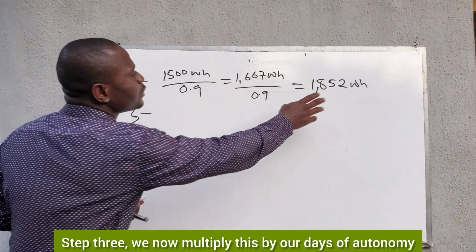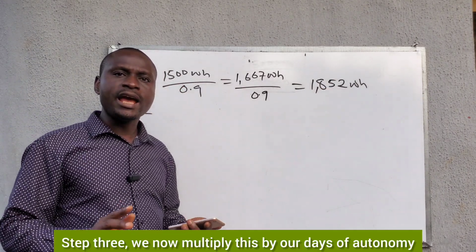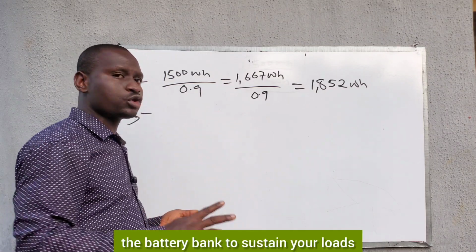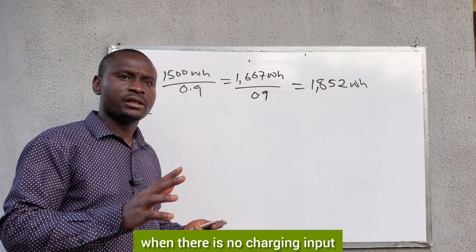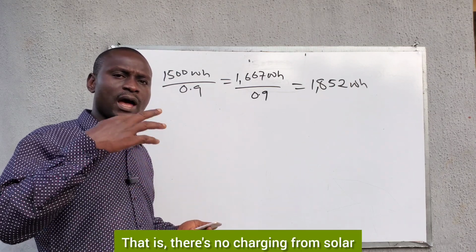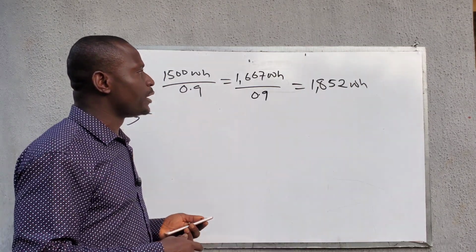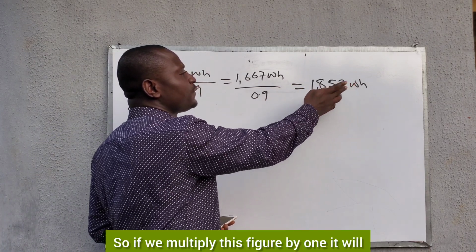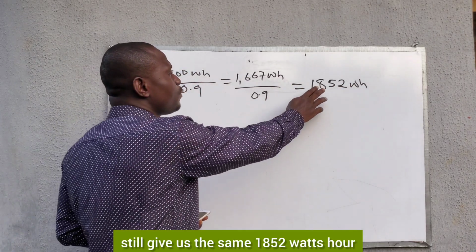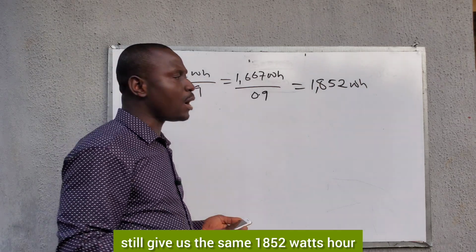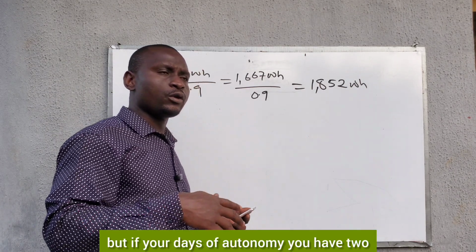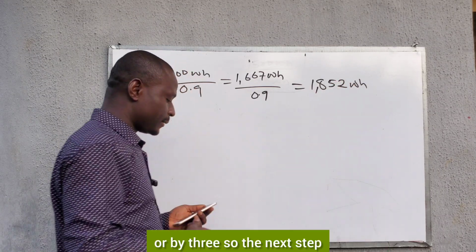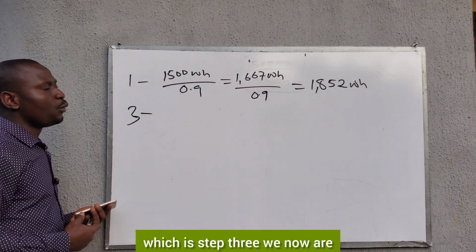So this will now be step 3. Step 3, we now multiply this by our days of autonomy. The days of autonomy are the days you want the battery bank to sustain your loads when there is no charging input. That is, there's no charging from solar, from your generator, or from the grid. But for this example, we are making use of 1 day of autonomy. So if we multiply this figure by 1, it will still give us the same 1,852 watt hour. But if you have 2 days of autonomy or 3 days of autonomy, you multiply this by 2 or by 3.